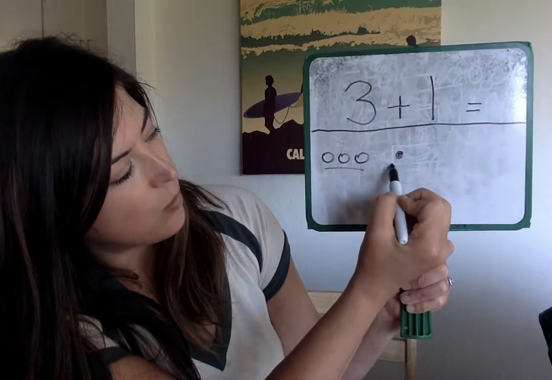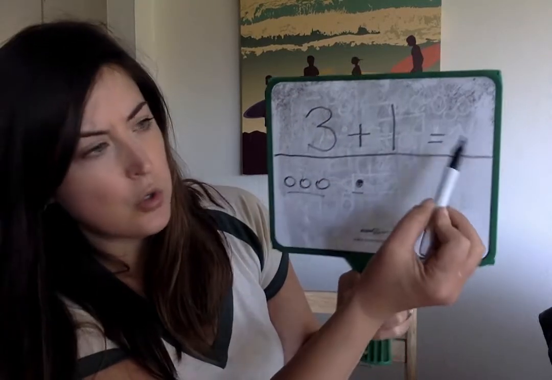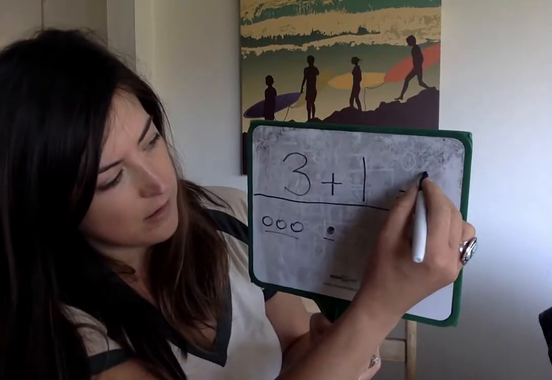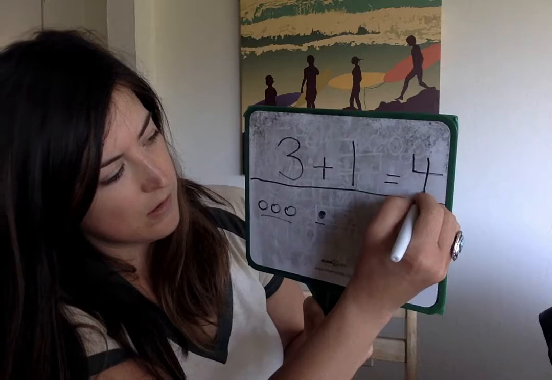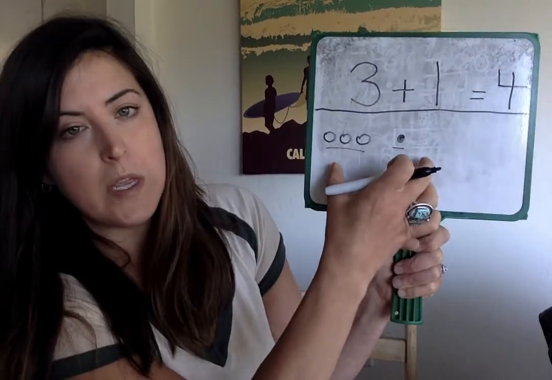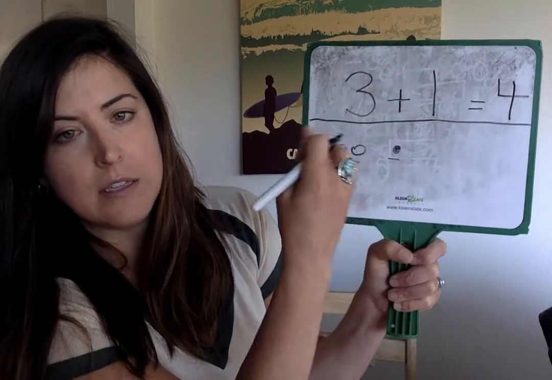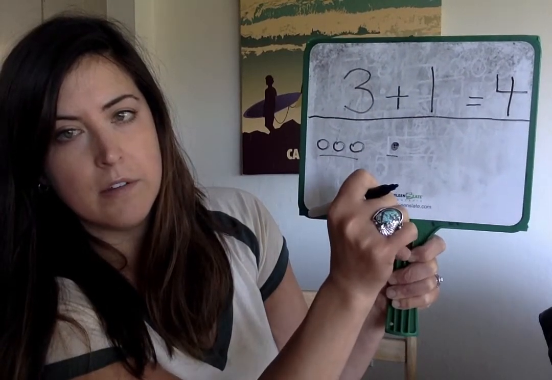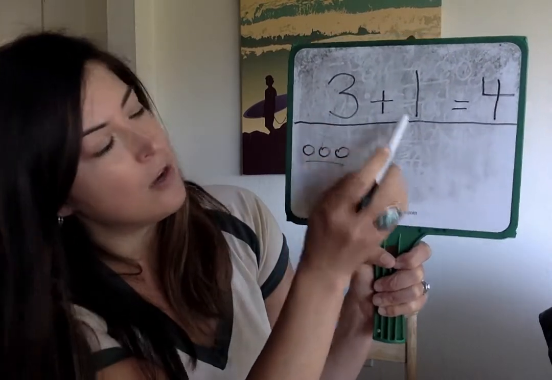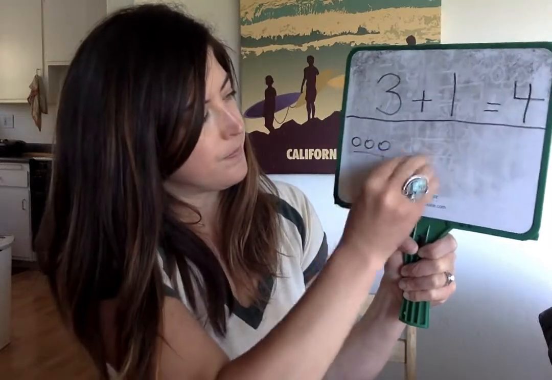3 and 1. 3 and 1 is equal to how many altogether? 1, 2, 3, 4. And you don't really need to change your picture at all. You're showing that you have 4. You have a group of 3 and 1, and all together it's 4. Okay, so I'm going to write an equation, and I want you to practice drawing the picture.